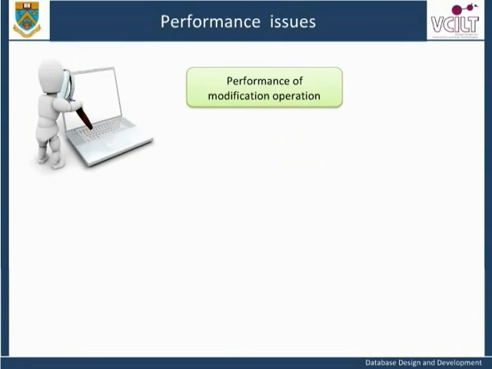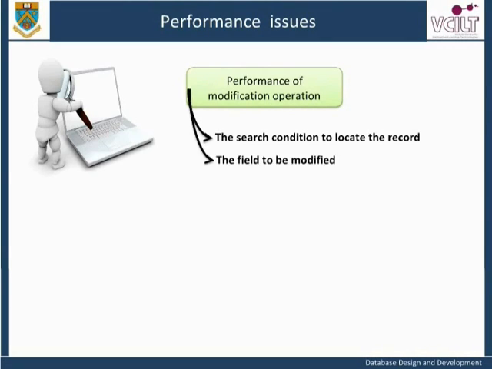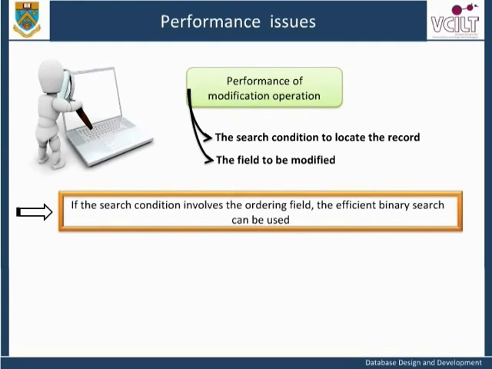The performance of a modification operation depends on two factors. First, the search condition to locate the record, and second, the field to be modified. If the search condition involves the ordering field, the efficient binary search can be used. Otherwise, we have to conduct a linear search.